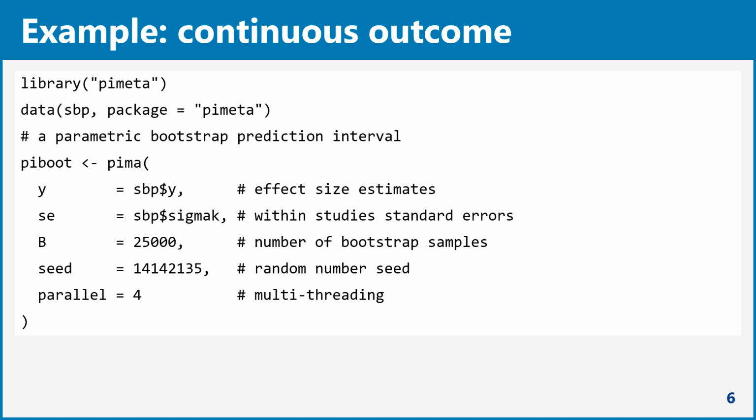Y is the vector of effect size estimates. SE is the vector of the within-study standard errors. B is the number of bootstrap samples. Seed is the random number seed. Parallel is the number of threads used in parallel computing.